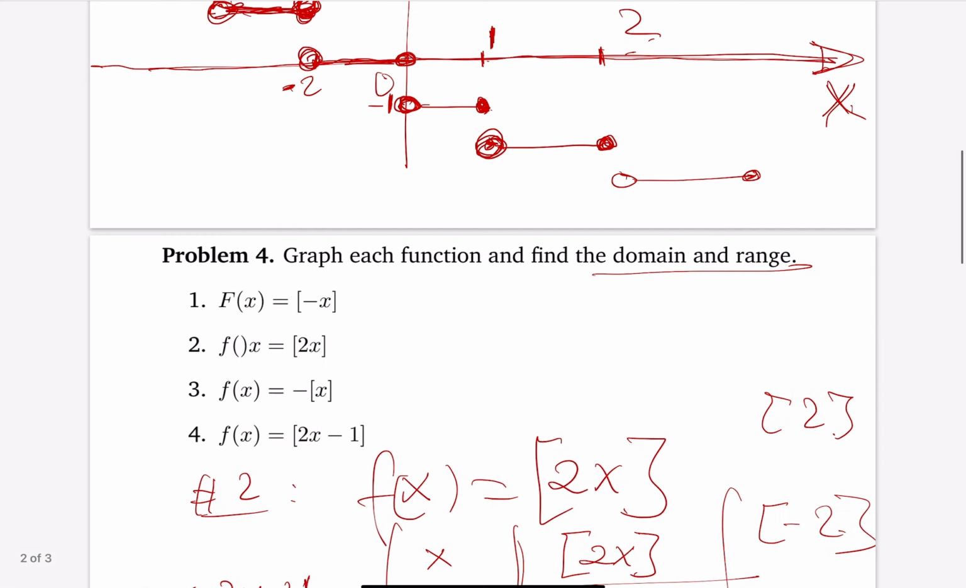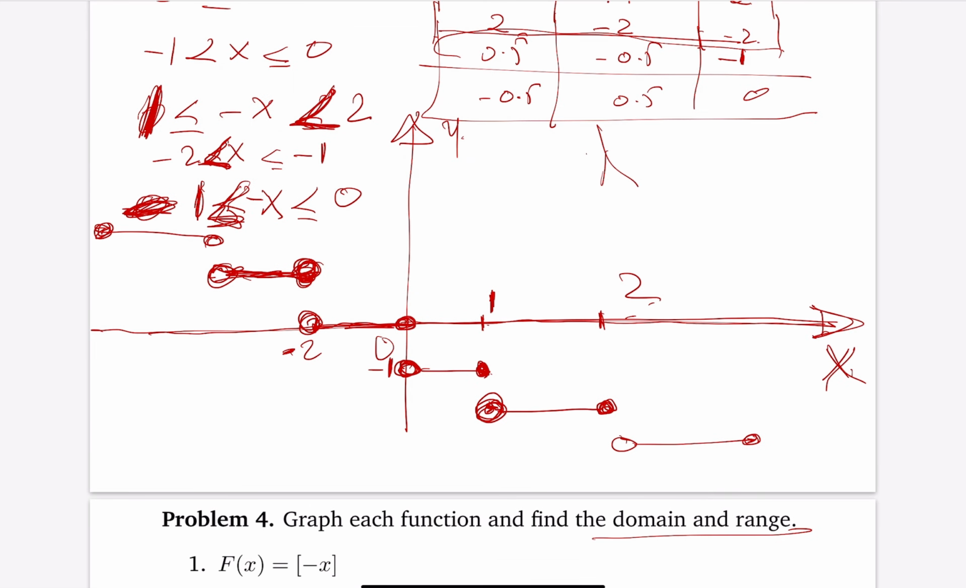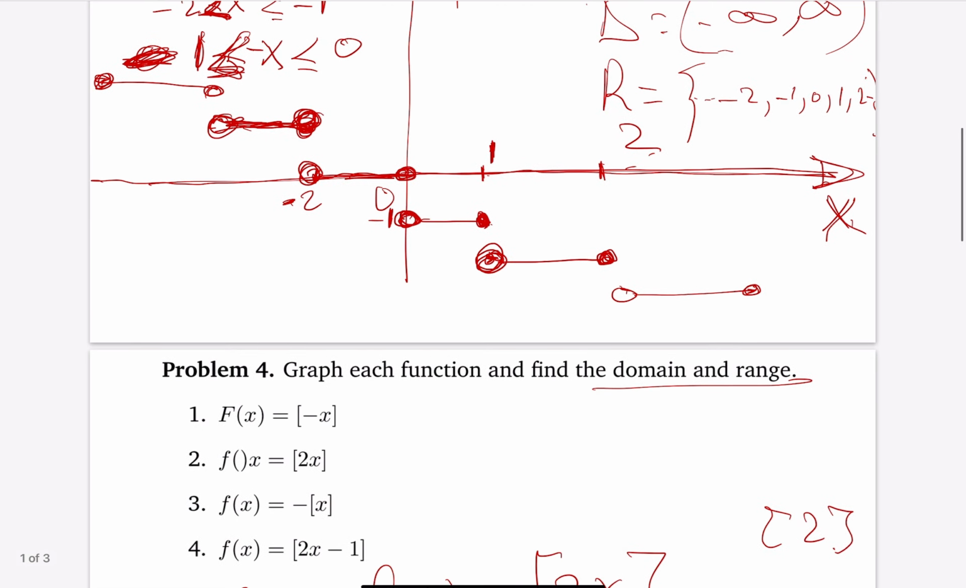Okay, now this one, the domain and the range for this one, it's the same thing, negative infinity and infinity. The domain, just check the x-axis. Okay, now the range, you can check the range, it's just -2, -1, 0, 1, 2, and that's the way you have to do things, okay?